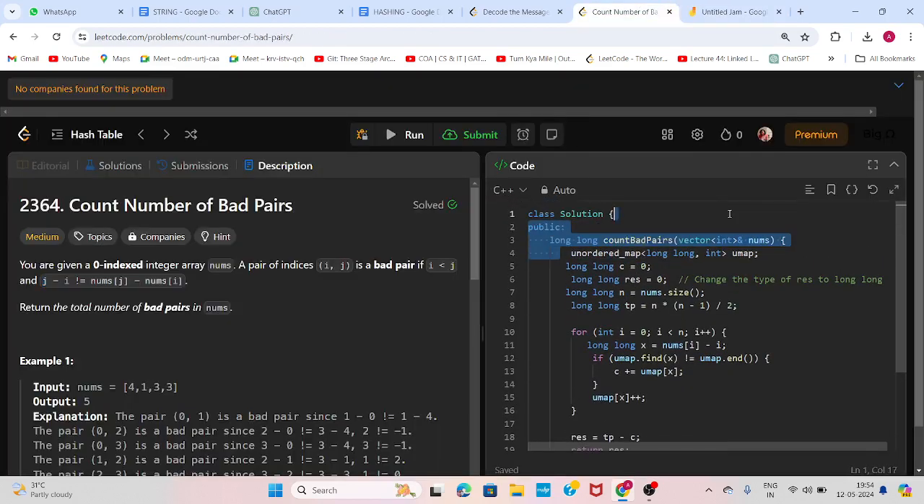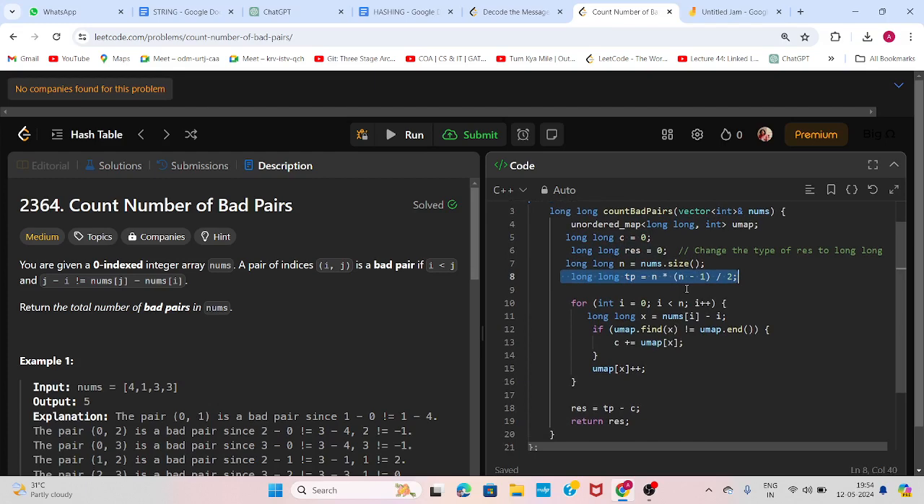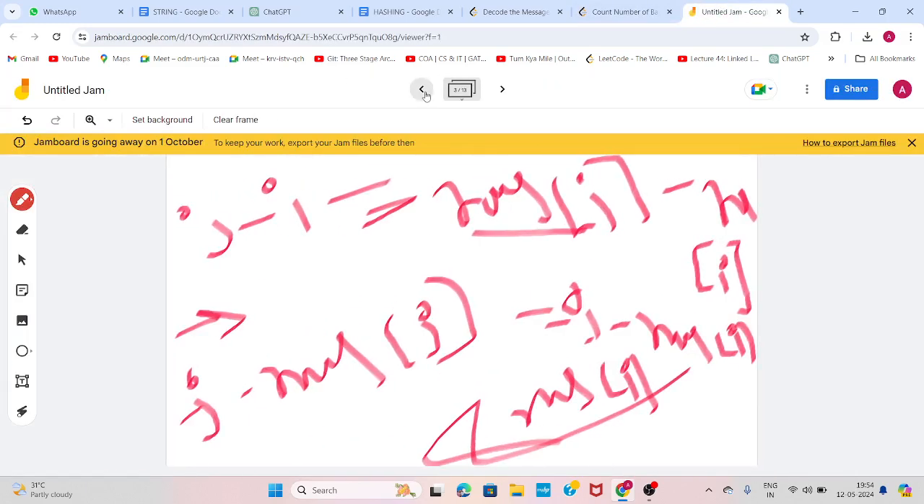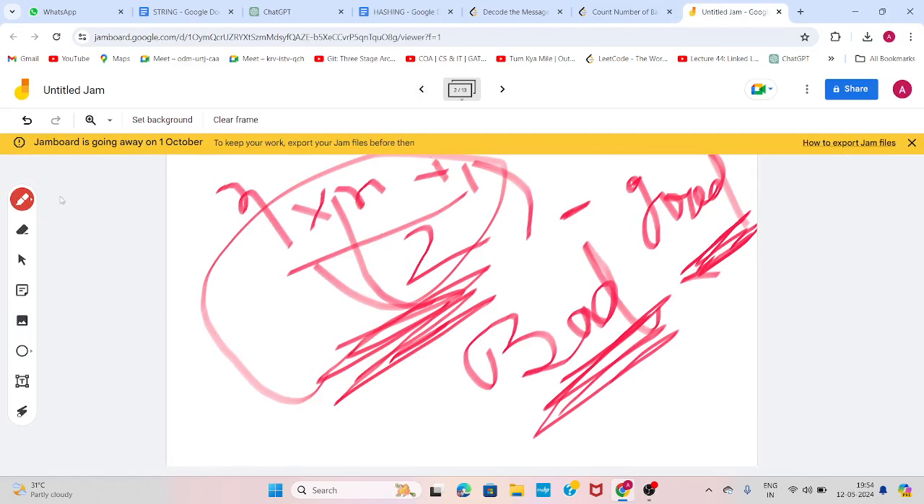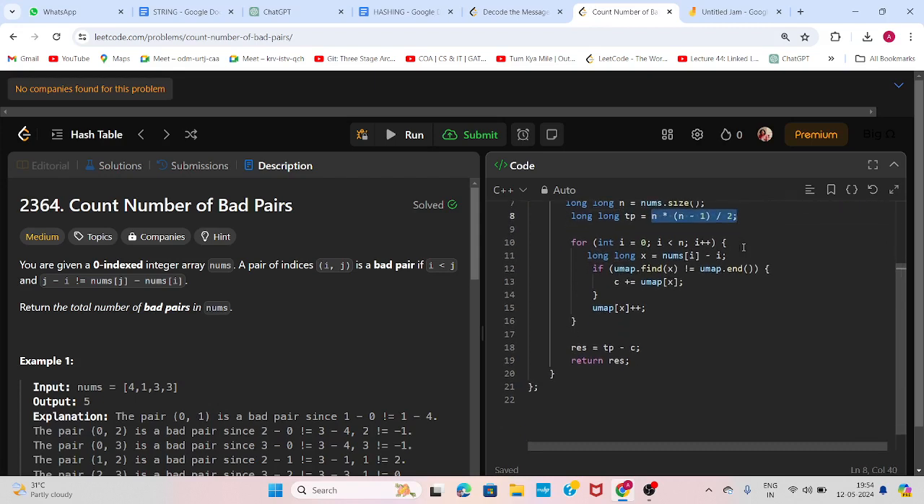We use long, since the counts can be large, and we have a map, the result, and the number of elements in the array. Now the total number of pairs is n into n minus 1 by 2. Sorry guys, I discussed it wrong earlier. It will be n into n minus 1 by 2. So this will be the number of pairs that will be generated.